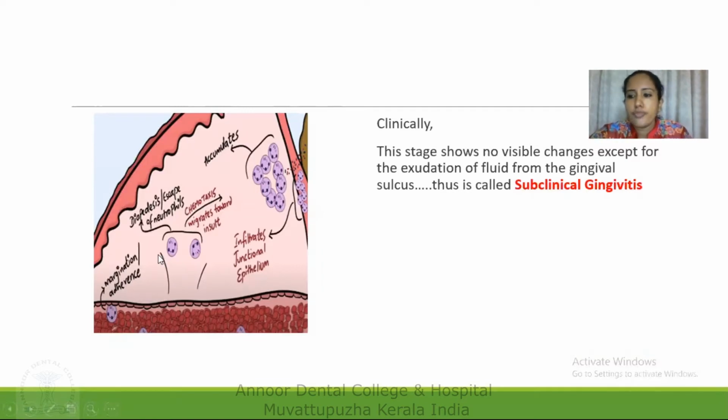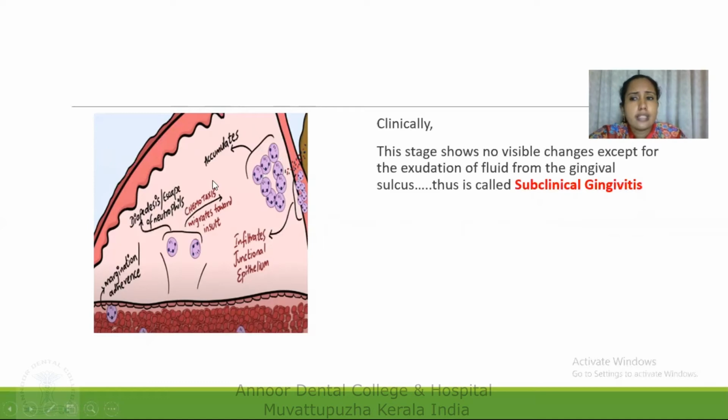In this picture, we can see margination, adherence of the neutrophils to the vessels, leading to diapedesis, escape of the neutrophils, and chemotaxis. The escaped neutrophils, through a process called chemotaxis, migrate to the area of insult. In this picture we can see that the neutrophils accumulate below the junctional epithelium, and we can also see that they are infiltrating the junctional epithelium. So this was our stage 1.